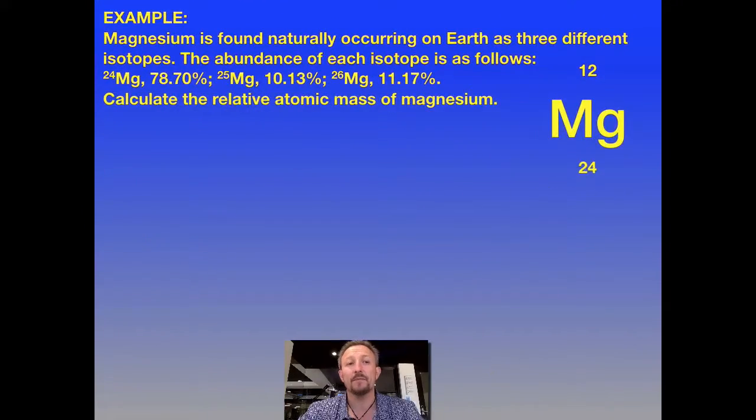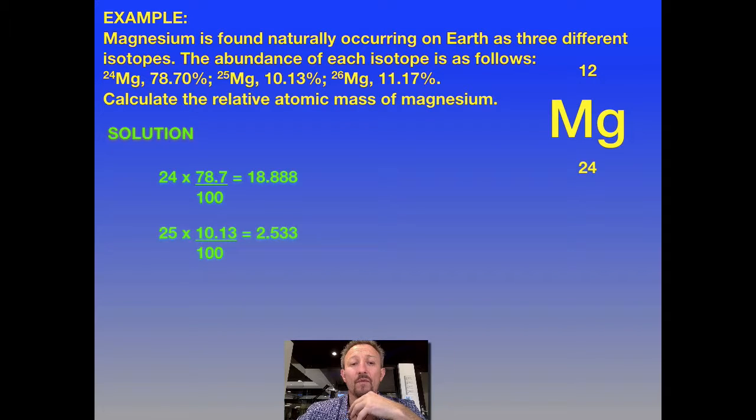So let's have a look at an example. Here you can see we've got an example of magnesium, and it's found naturally on the Earth as 3 different types of isotopes. We've got magnesium 24 is 78.7% of the planet, magnesium 25 is 10.13% on the planet, and magnesium 26 is 11.17% on the planet. What we want to do is work out what the relative atomic mass of magnesium is. Now you can see on the right hand side here that on the periodic table magnesium has a position of 12 protons, 12 electrons, and it's got a relative atomic mass of 24. Now, where does that 24 come from?